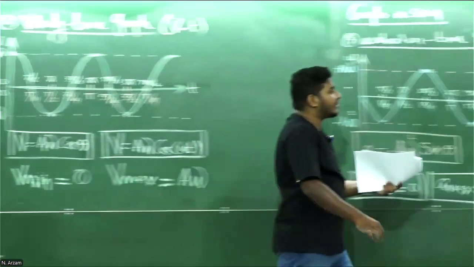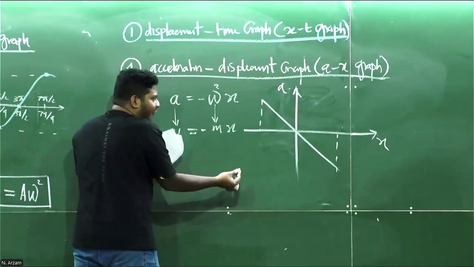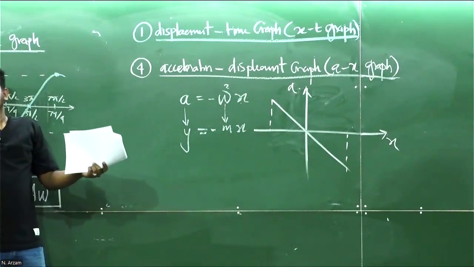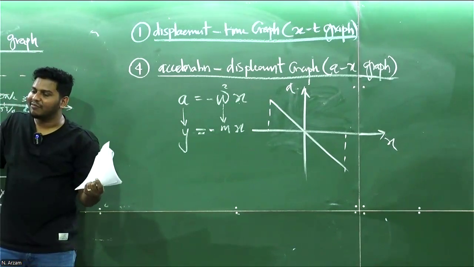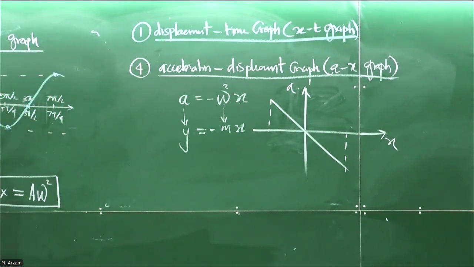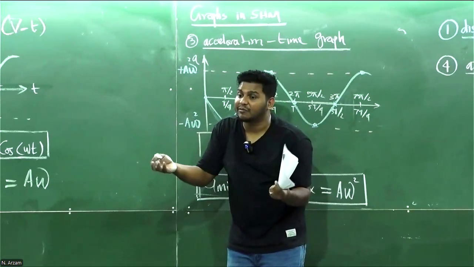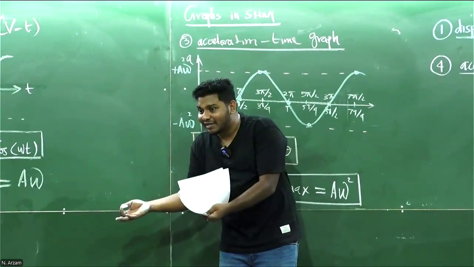So look at this graph. In this graph, if we substitute x is equal to 0, a is equal to 0. What is the maximum value for the displacement? Plus a and minus a, you know. For the x, what is the maximum value? So where the object can go, the maximum displacement. What is the maximum displacement of SHM? That is amplitude. Yeah.